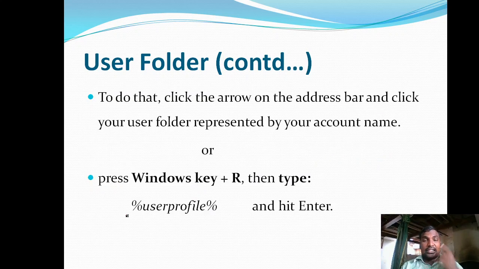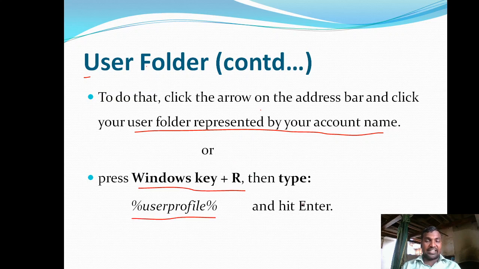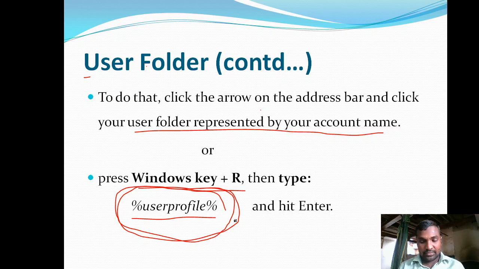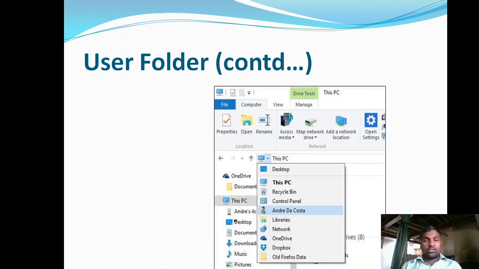To do that, click on the arrows on the address bar and click on your folder represented by your account name. Or you can press Windows key plus R so that the Run prompt will be opened. Then type %userprofile% and hit Enter. Then it is going to display the available folders under the user folder. It won't display the remaining ones. Okay, so this is it.